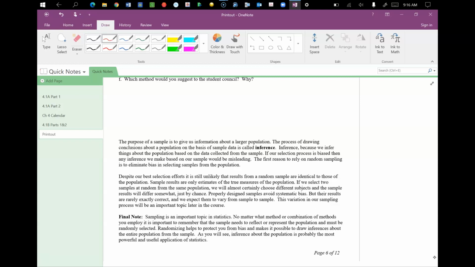So, last thing, sampling is an important topic in statistics. No matter what method or combination of methods you use, it is important to remember that the sample needs to reflect or represent the population and must be randomly selected. Randomizing helps to protect you from bias, and it makes it possible to draw inferences about the entire population from the sample. We will talk much more about inference in first semester, and we will dedicate most of second semester to that topic.